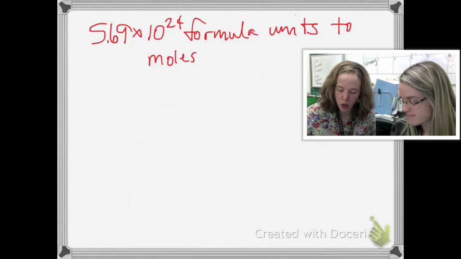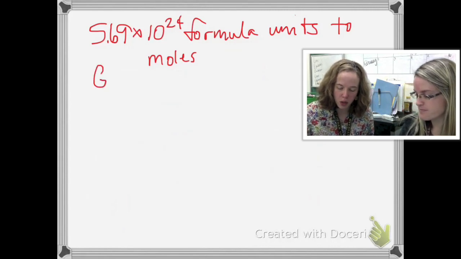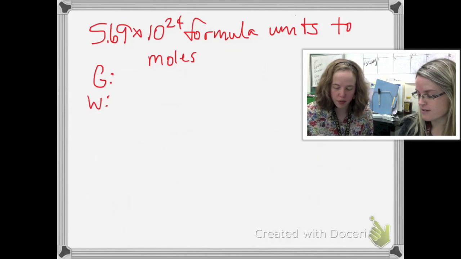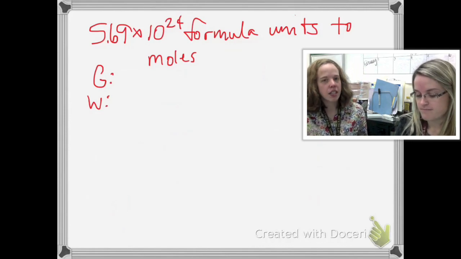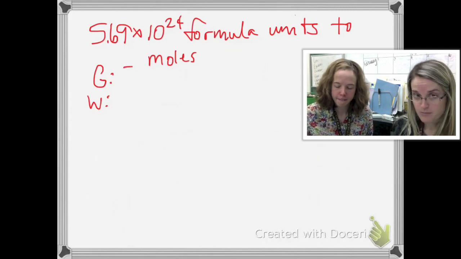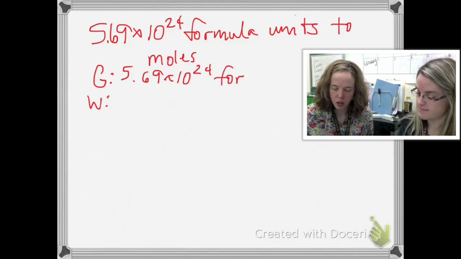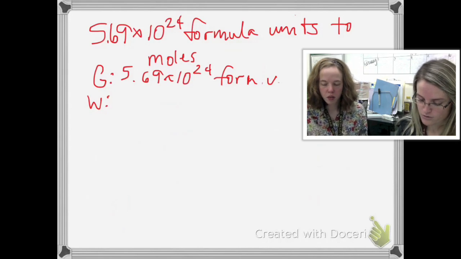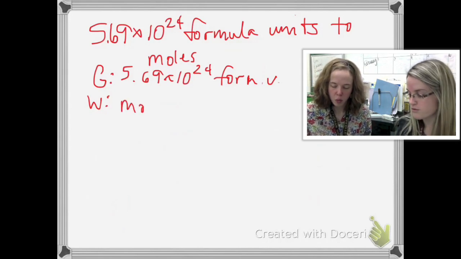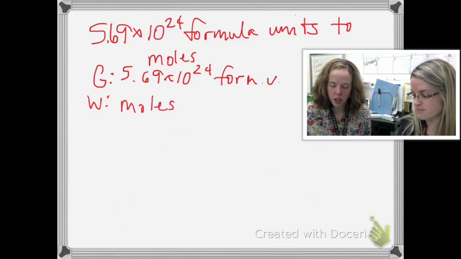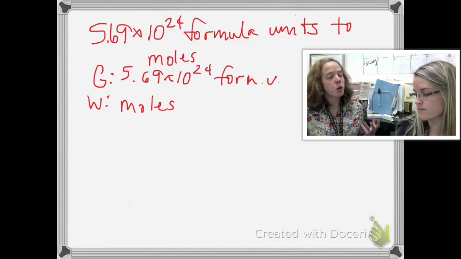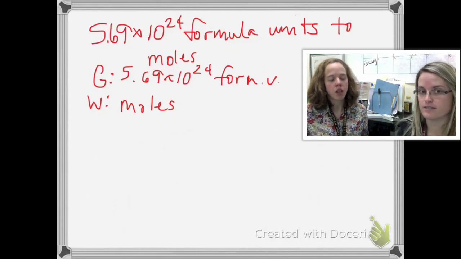All right, so we need to start like we did with our dimensional analysis with what we're given and what we want. So what are we given in this problem? We're given 5.69 times 10 to the 24th formula units. And we want moles. So where do we always put what we're given? At the very front.